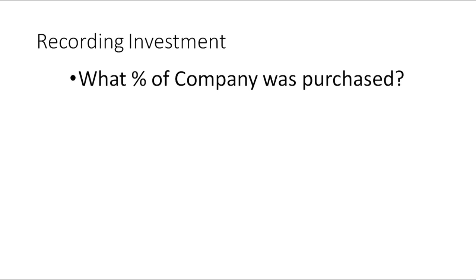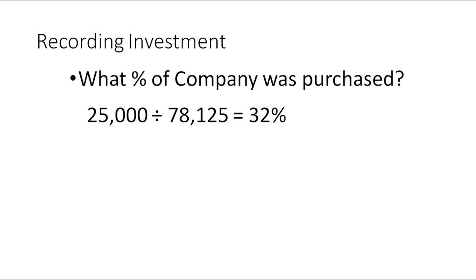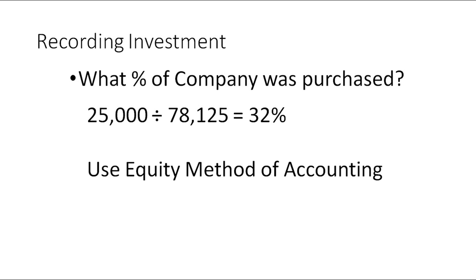Let's go ahead and compute that. 25,000 shares divided by 78,125 shares total after the acquisition gives us 32%. That means we have to use the equity method of accounting for this investment.